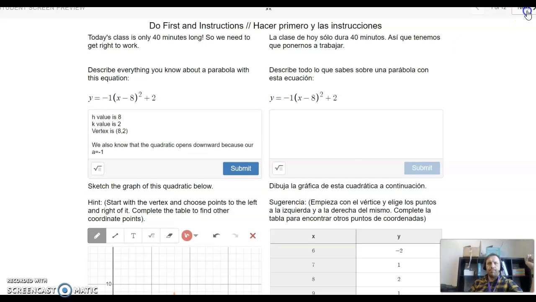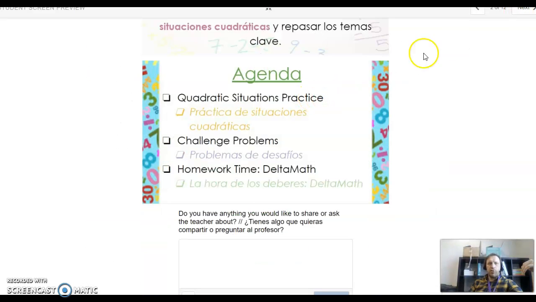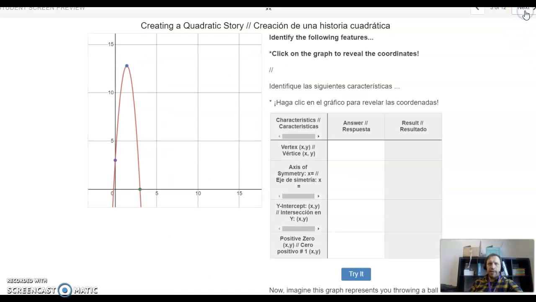All right. Good job. So here's your goal and agenda. If you have anything you'd like to share with your teacher, go ahead and type that in there. And we're going to start by creating a quadratic story. So a quick review. Click on these points to find what they could be and fill them in. All right. Come on back when you're ready.